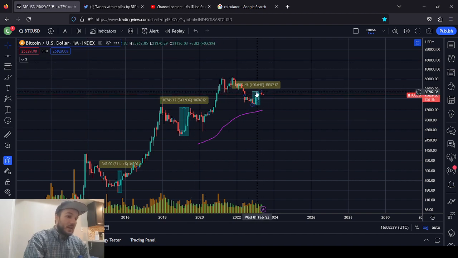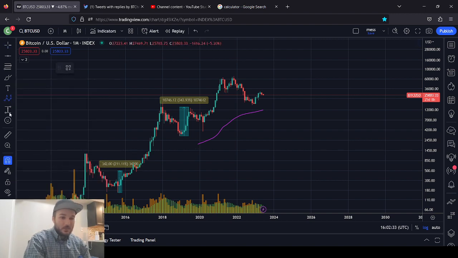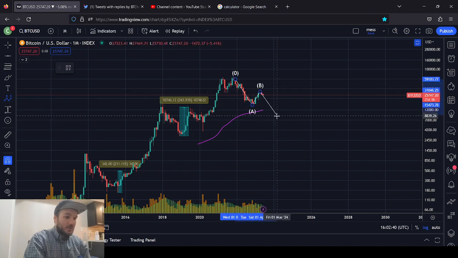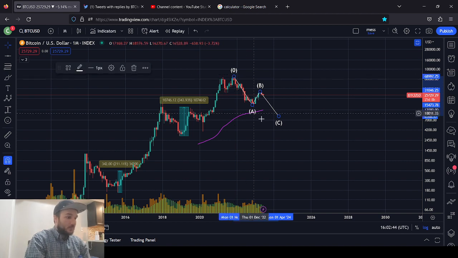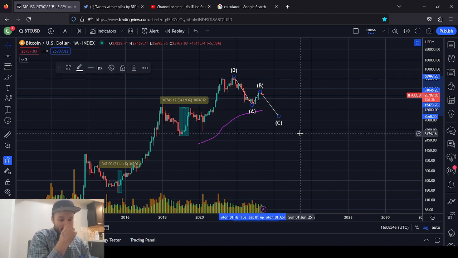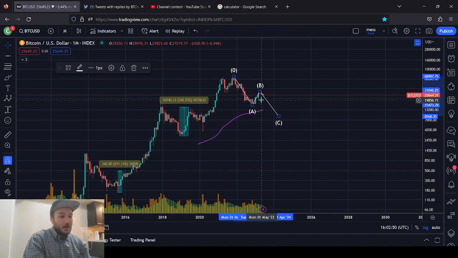We are in the ABC pattern right now, man. We are literally in it. Let me show you. Here's your A. Oops, didn't draw it right. Here's your B. Here's your C. We're in this right now. This is what we're in. It's called a zigzag. Look it up, research it, delve into it, because I think this is the roadmap for what is to come in the coming months.